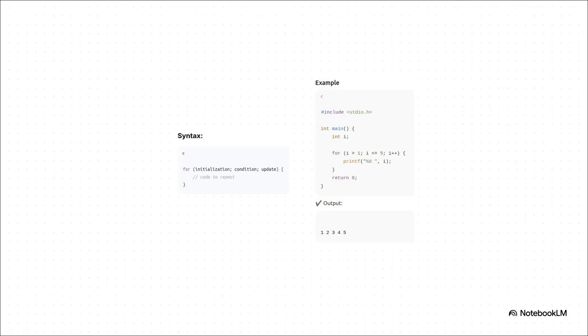Okay, let's break this code down. The for loop jams three crucial parts into one line. First, int i = 1. That's our setup. We're creating a counter called i and starting it at 1. Second, i <= 5. That's the rule. The loop will keep on running as long as i is less than or equal to 5. And third, i++, that's the update. After each trip through the loop, we add 1 to i. It's all right there, clean and simple.